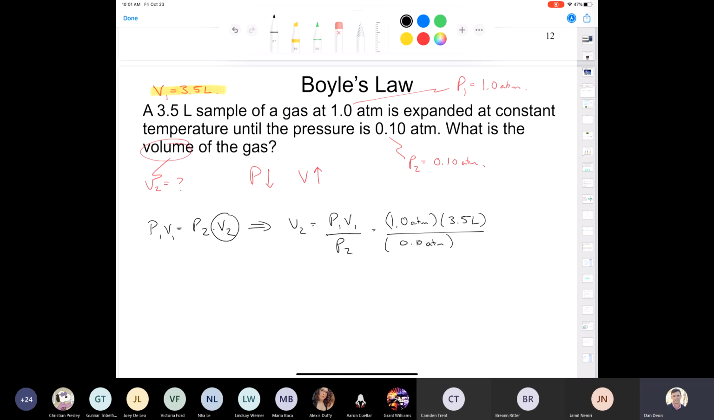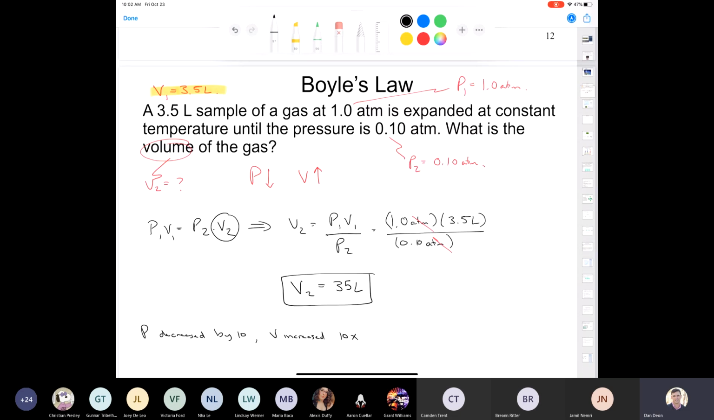You can see that atmospheres cancel, and we're left over with the units of volume, liters. And we get that our V2 is equal to 35 liters. Does that make sense? Absolutely. Because P decreased by 10, therefore V increased 10 times. There we go.